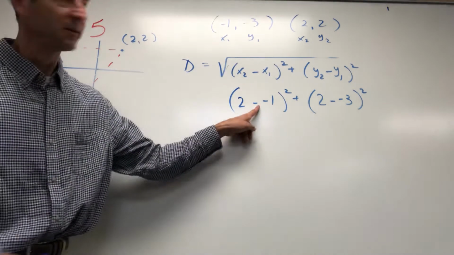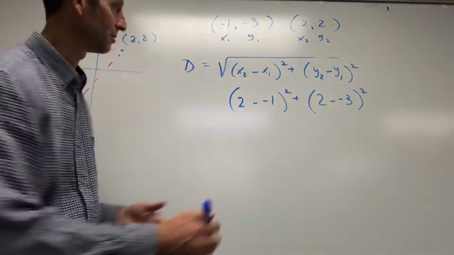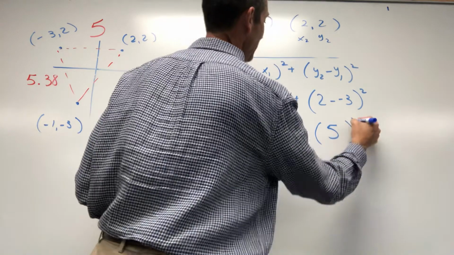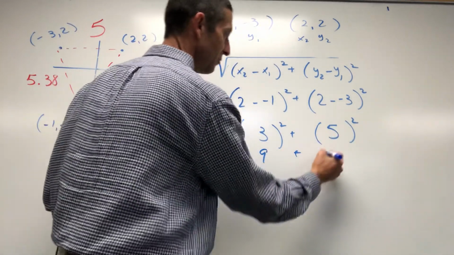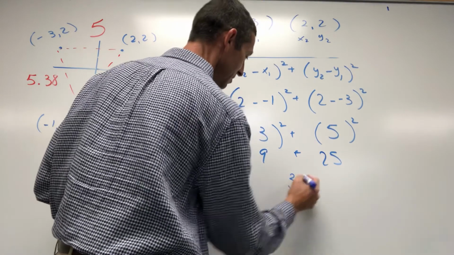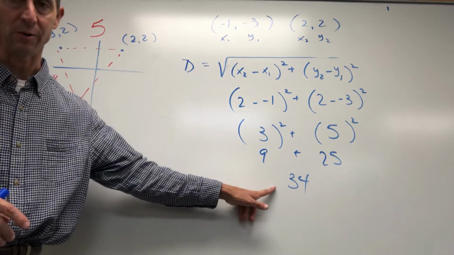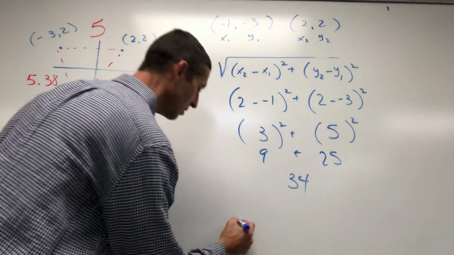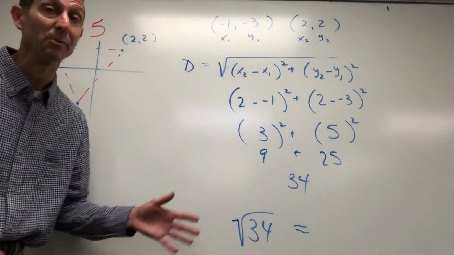So this negative makes a positive. Negative makes a positive. Made it a little easier. Here's 3 squared. Here's 5 squared. 3 squared is 9. 5 squared is 25. And then you just got to add up the 9 plus 25. That's where the 34 comes from. All right, here we go. Still under the square root. We got square root of 34, so we're going to get a decimal on that one.